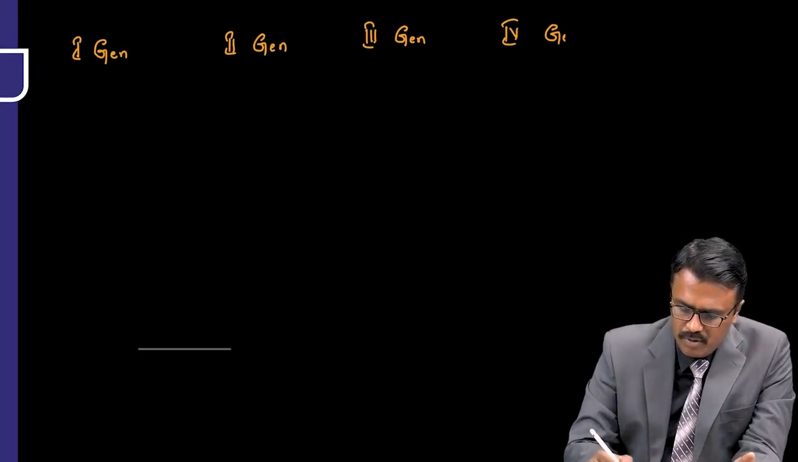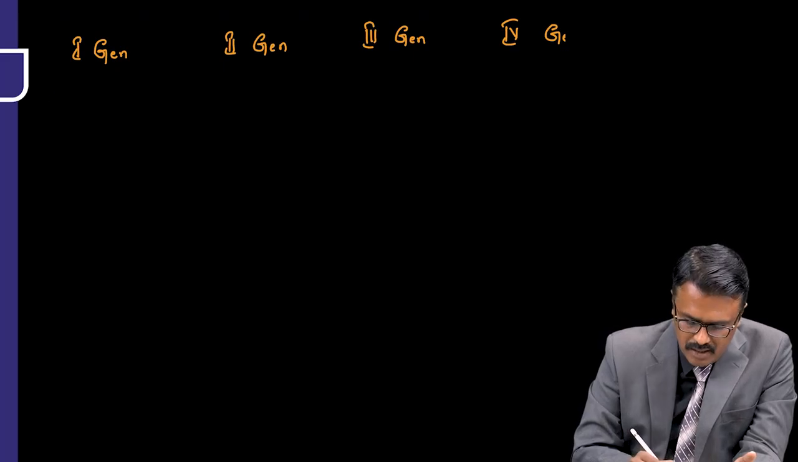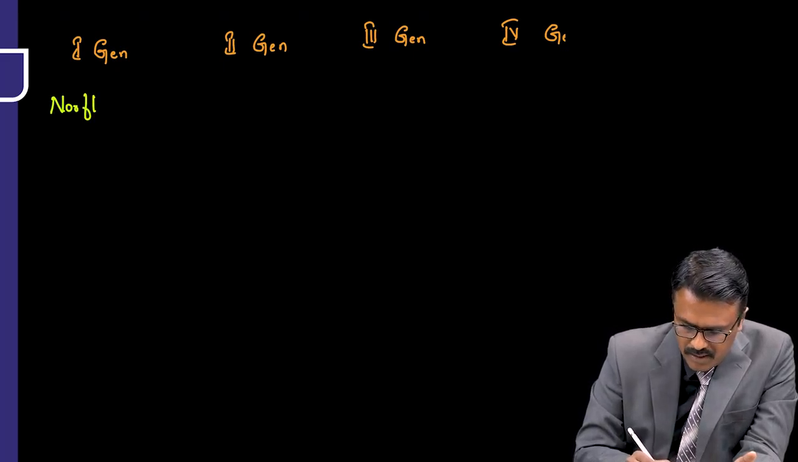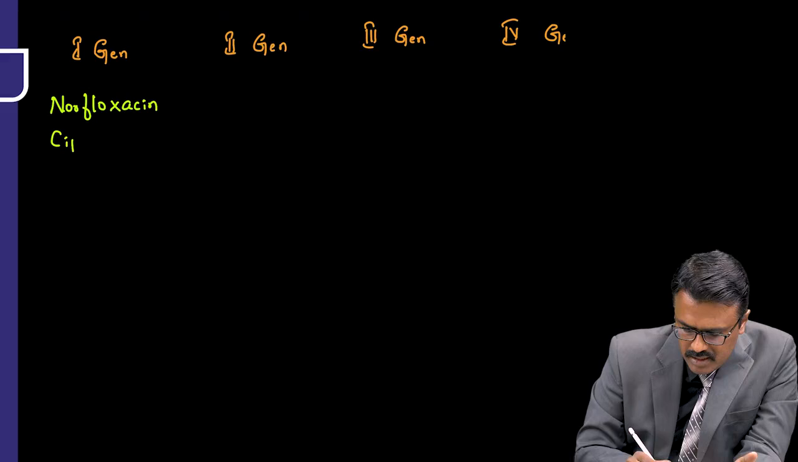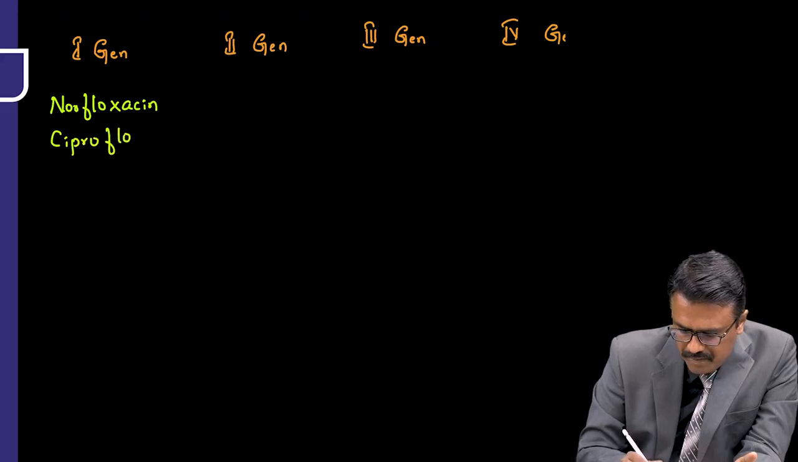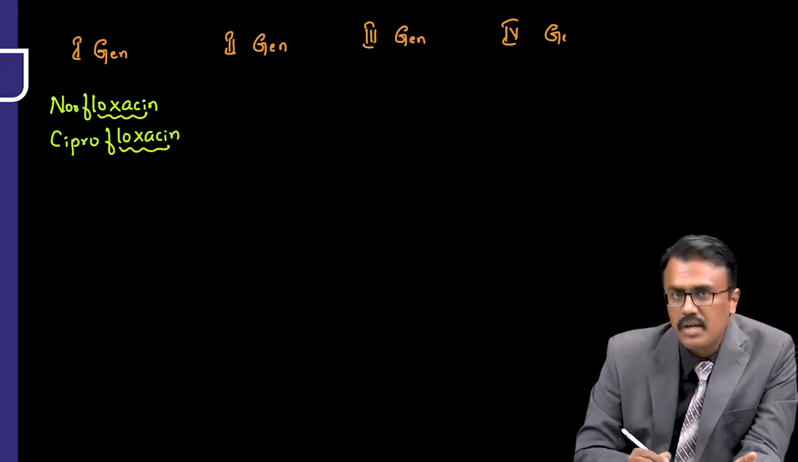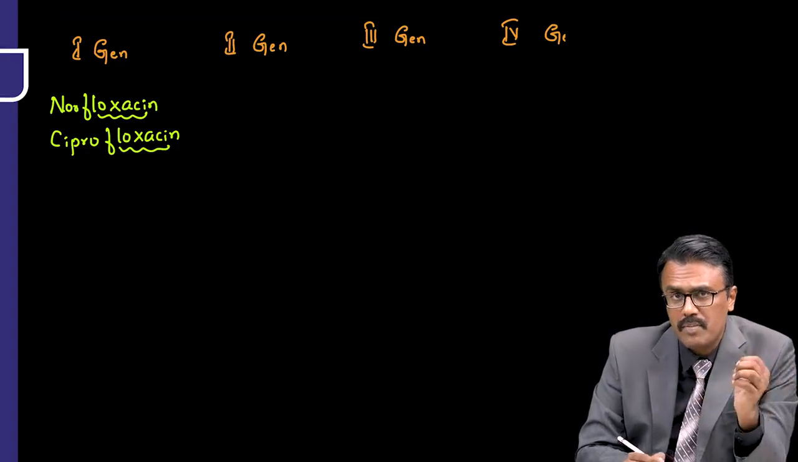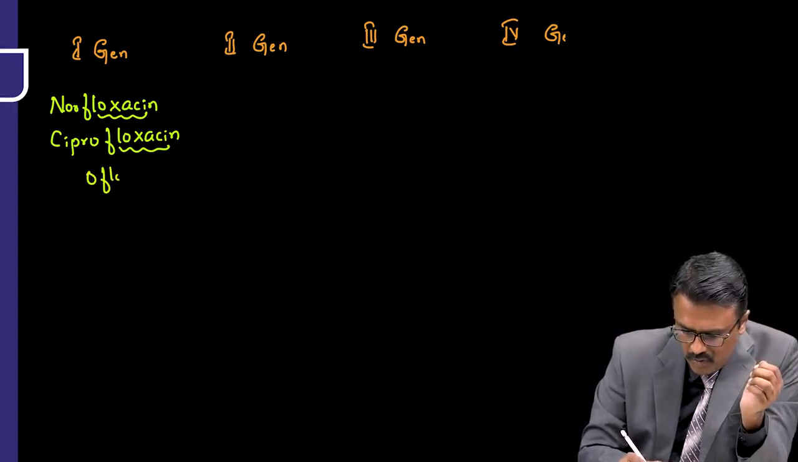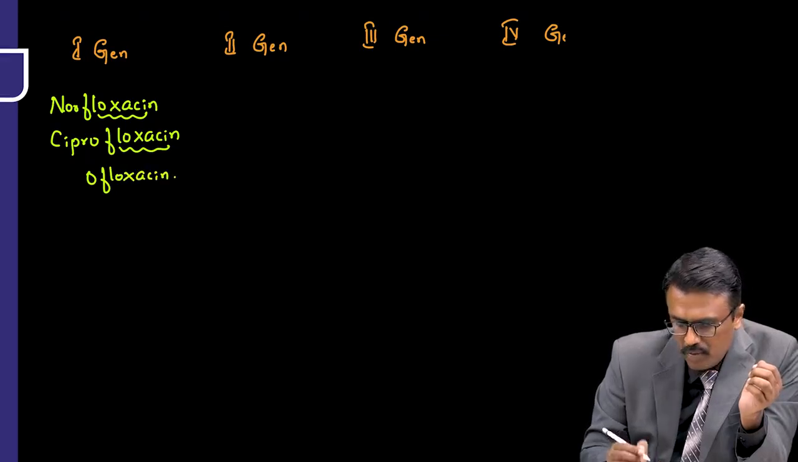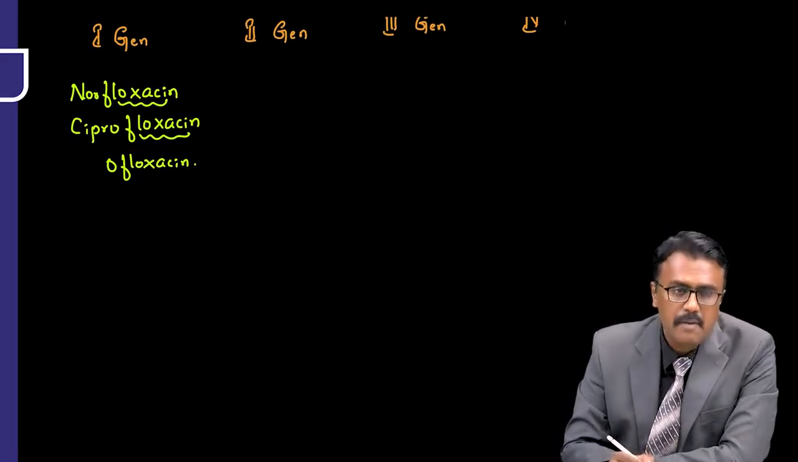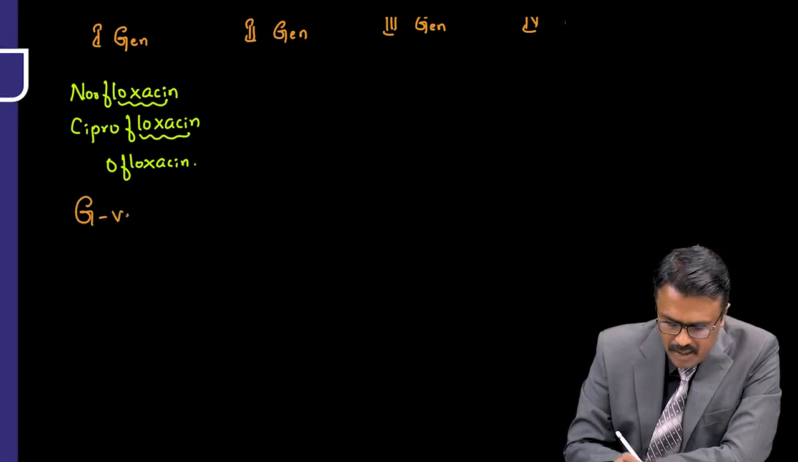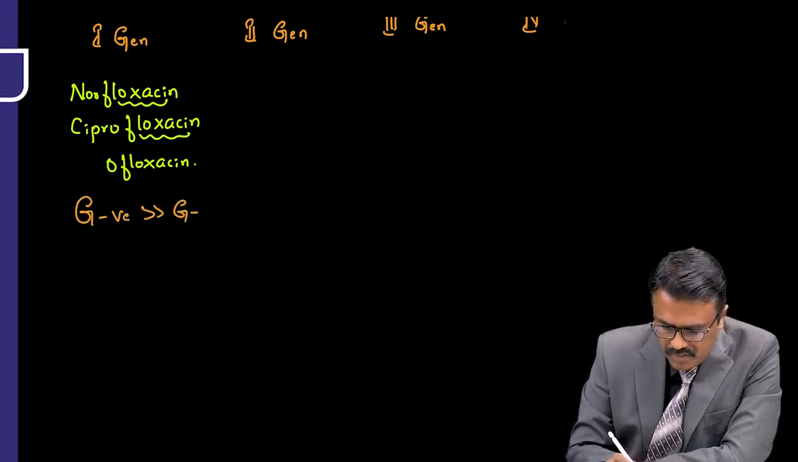What are the first generation fluoroquinolones? The first generation are norfloxacin, then ciprofloxacin. So you can study the name, they all end with floxacin. In ciprofloxacin, remove that cipro, you get ofloxacin. So these are fluoroquinolones. Now the first generation drugs mainly cover gram negative more than gram positive.